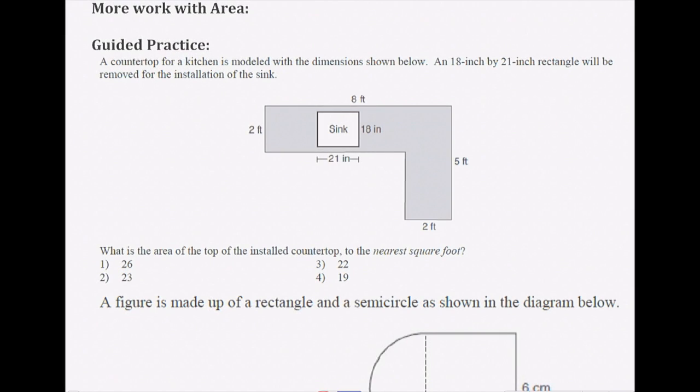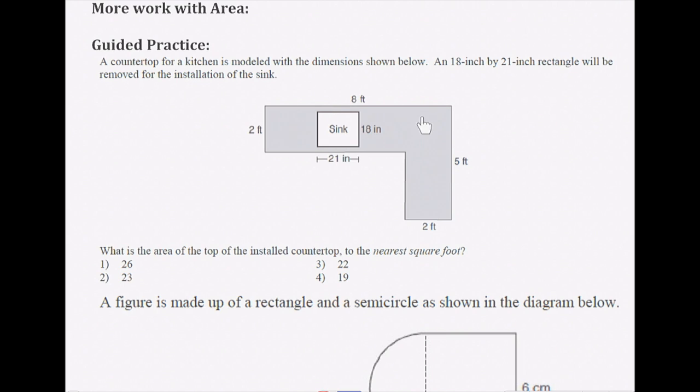In this video, you're going to see that sometimes you're going to be adding areas together and sometimes you're going to be subtracting, depending on what we're looking for. For this very first question, read it over if you haven't read it over yet. In this question, they're asked to figure out the area of the countertop.